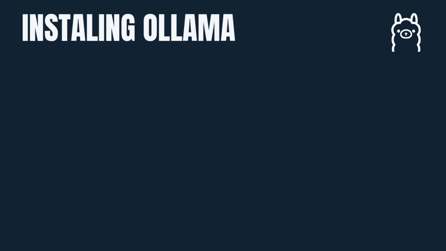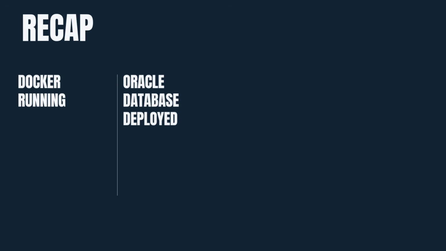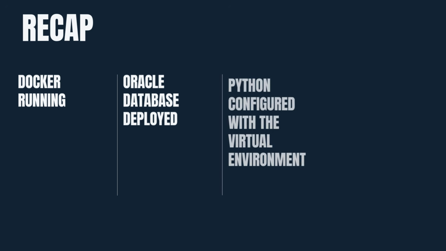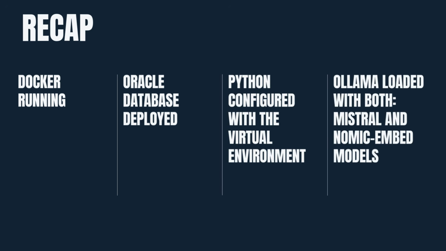To see how the Mistral LLM works without RAG, execute the following command. Let's take a quick breath and recap. At this stage, we have Docker running, our Oracle database deployed, Python configured with a virtual environment, and Ollama loaded with both Mistral and Nomic-Embed. Your local development environment is officially complete.